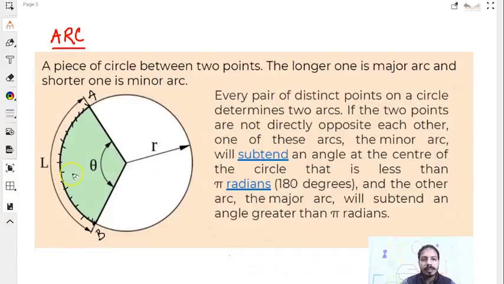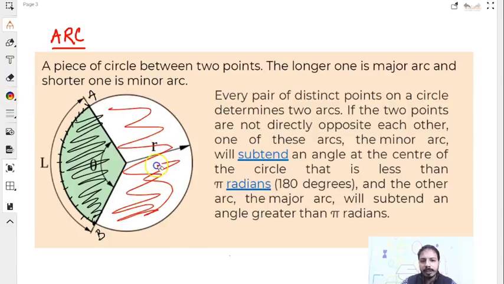And you see sector is also created. So what is sector? Sector means, if you see here, you will get the area from this arc to the center. And here also I will have this area. Okay. So I have two areas. So this is known as sector 1 or minor sector, and this is the major sector.